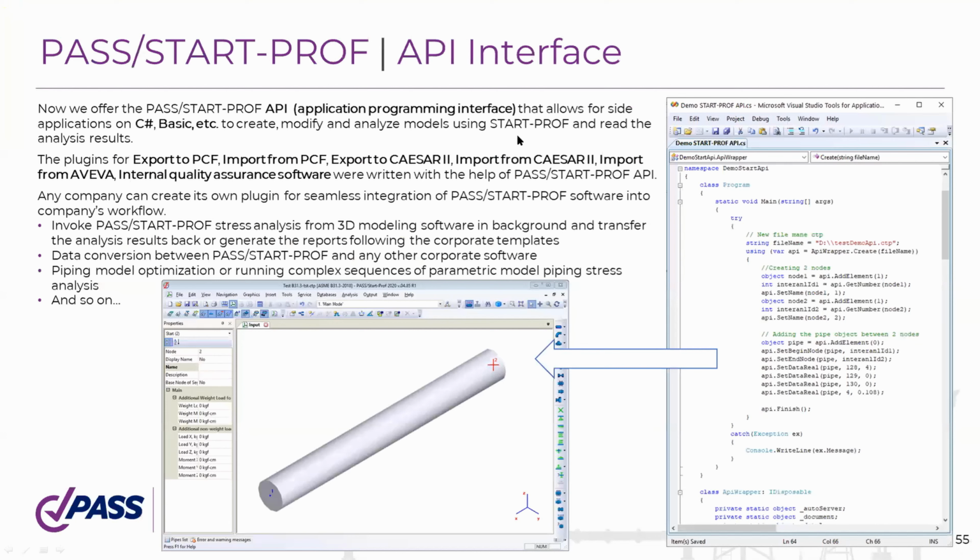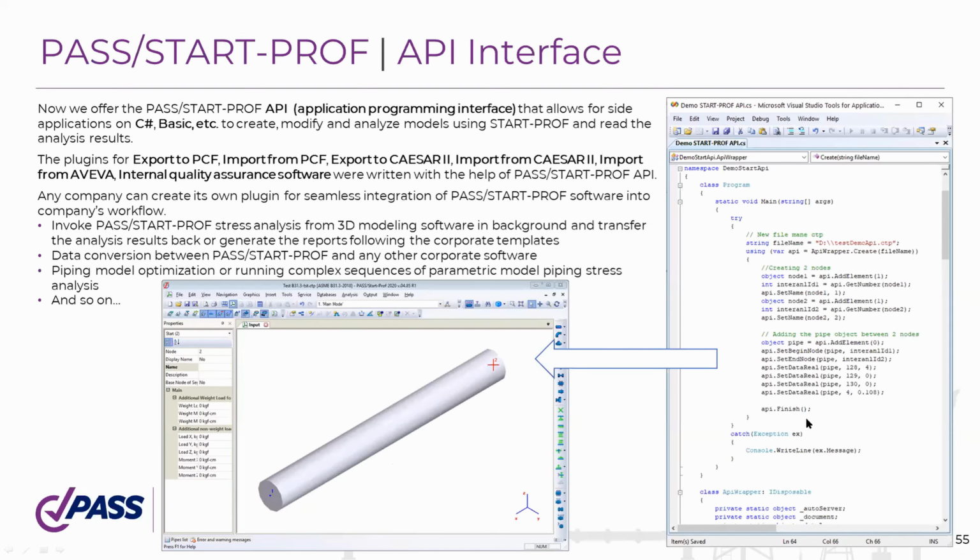Also, START-PROF has a special API, application programming interface. It was built into START-PROF for many years, but in the new version, we added the description of this programming interface. How to use it? You can write the program in C# language or in BASIC or any other language that will work with the START-PROF API. For example, this simple program creates two nodes and adds a pipe between nodes.